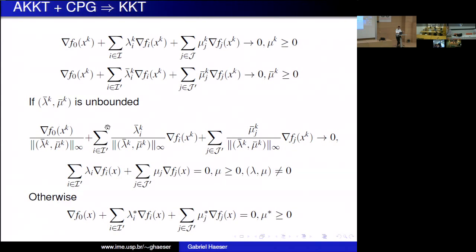Otherwise, if this is unbounded, you can divide by the norm here and take a subsequence. This will go to 0, this will go to some scalar lambda i, this will go to some non-negative scalar mu j. If you look at this as a single vector, you are dividing the vector by the norm, so the continuity of the norm says that the limit is non-zero. So you get a contradiction with the positive linear independence of these vectors.